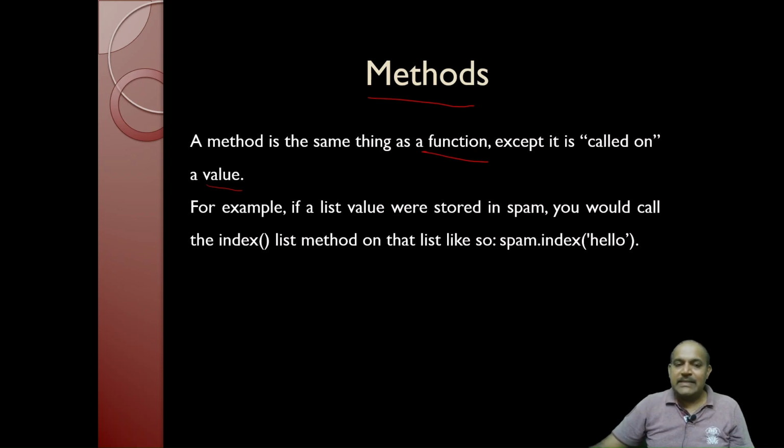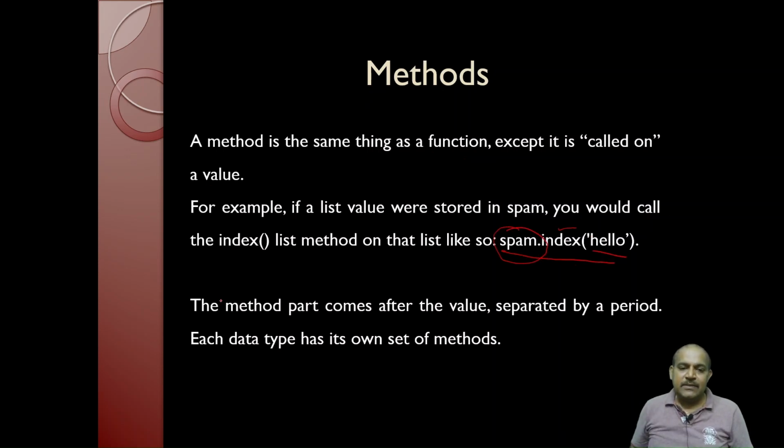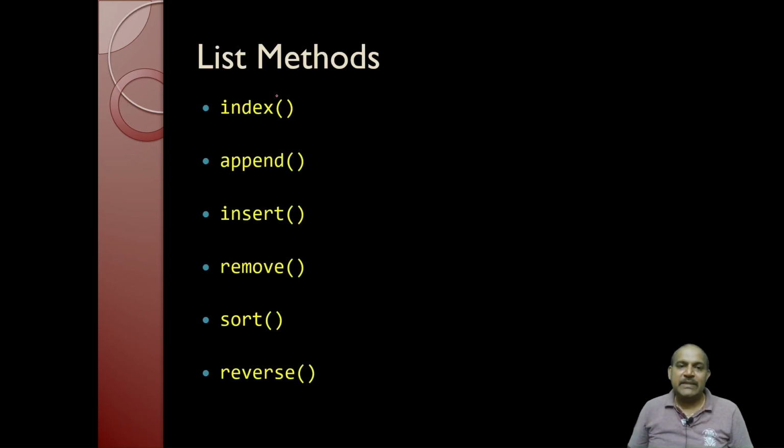Let us take one example. Suppose I have a list with the name spam, and I want to find out the index of the value hello, which is present in the list spam. It gives you the index of the particular value that I pass on. So this is the index method. Not only list, every data type that you have, you can also find what the methods of it are. Let us now look into list methods.